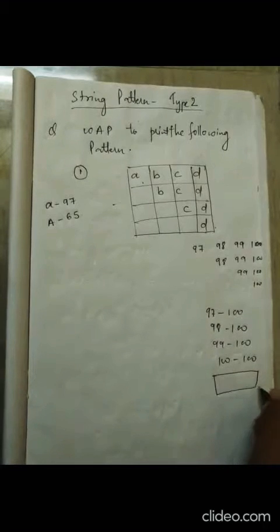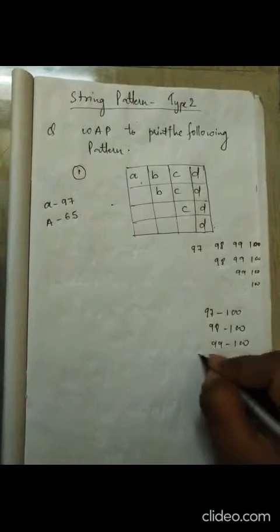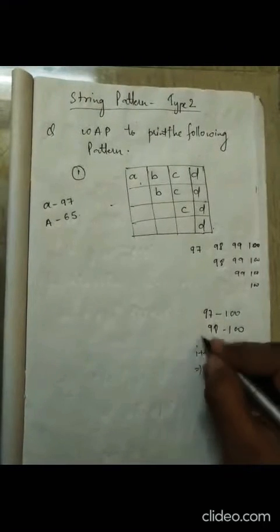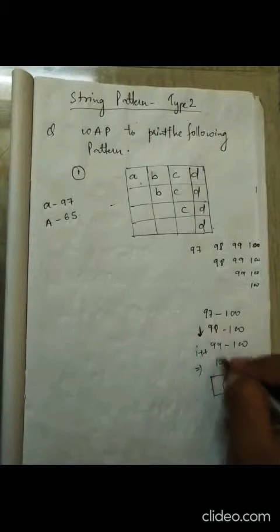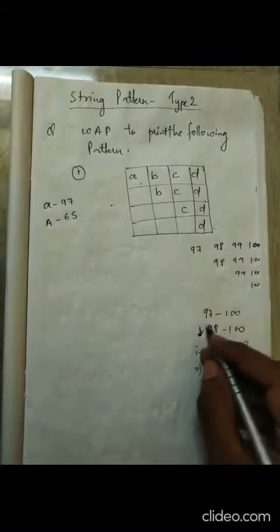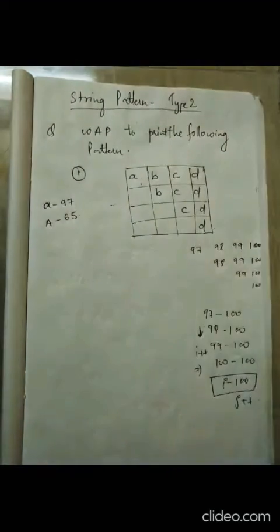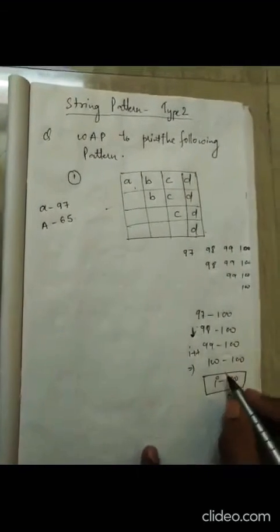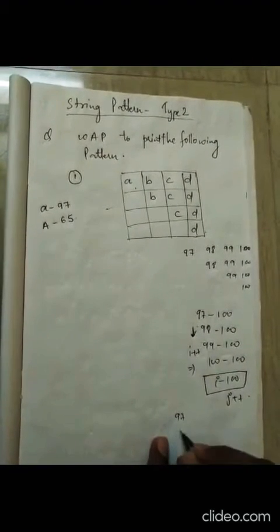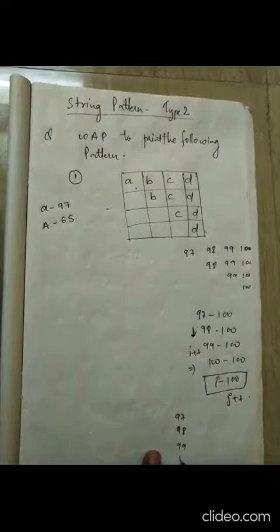We know this will be I, the limit is 100, and it will be I plus plus. Going from left to right, 97 to 100, we do J plus plus. Do we have a space? Yes, we have a space in front of the pattern, so for that also we'll make a loop. Again the same, I values 97, 98, 99 and 100.